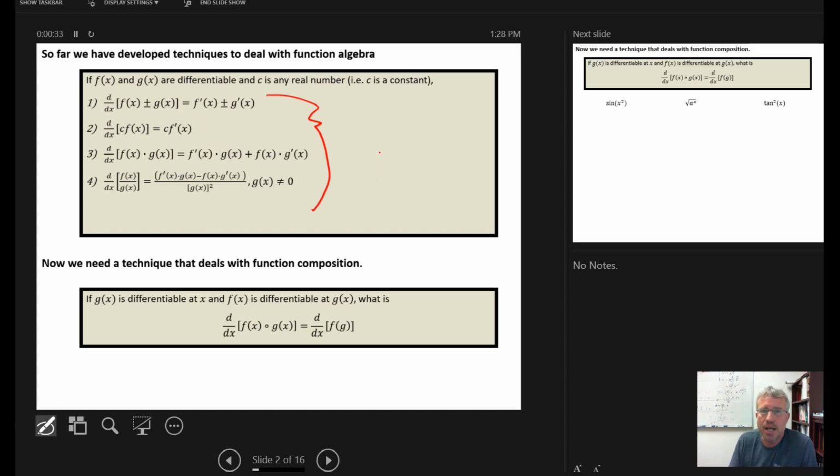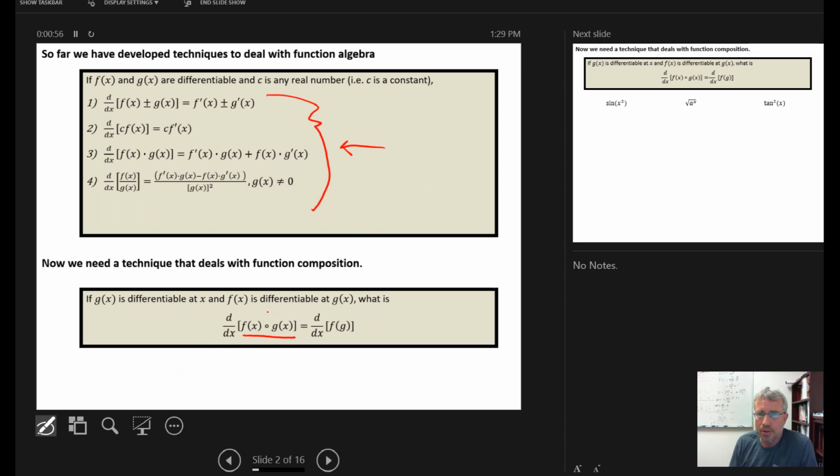So when you took a pre-calculus class, you would have been introduced to function algebra. And then immediately after function algebra in a pre-calculus course, you get introduced to function composition. And so now that we've developed the tools to take derivatives of functions involving function algebra, we now need to put a tool in our pocket to deal with function composition.